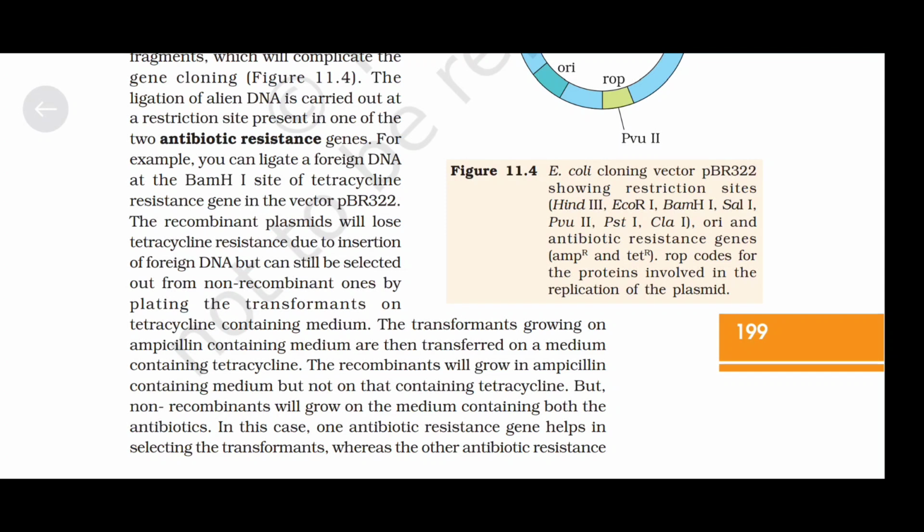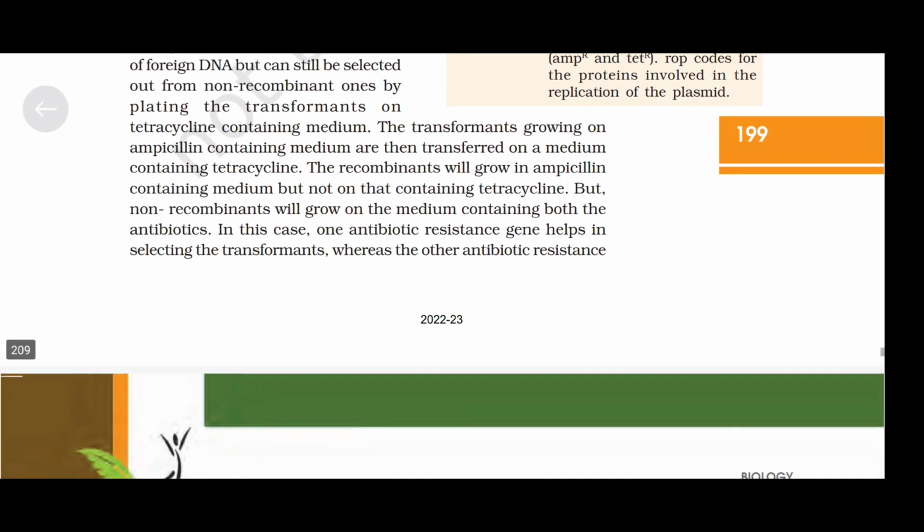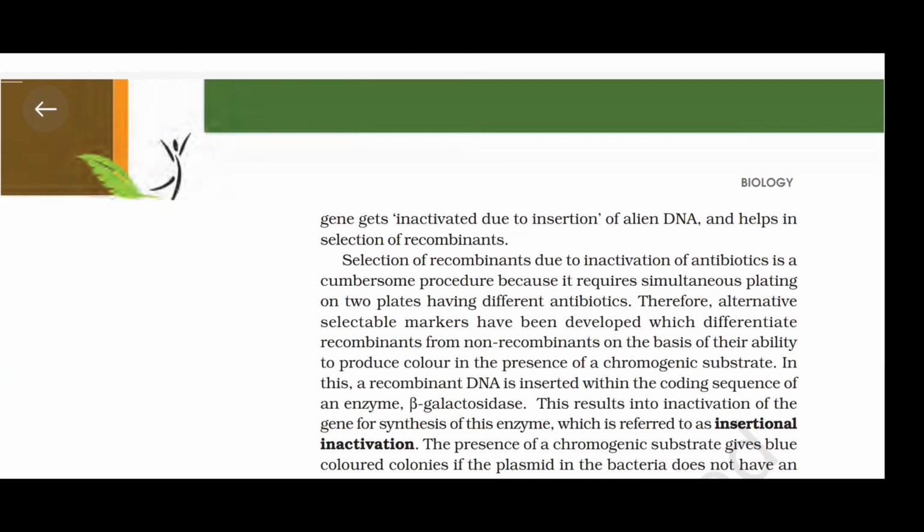The transformants growing on the ampicillin containing medium are then transferred on a medium containing tetracycline. The recombinants will grow in ampicillin containing medium but not on that containing tetracycline. But non-recombinants will grow on the medium containing both the antibiotics. In this case, one antibiotic resistance gene helps in selecting the transformants, whereas the other antibiotic resistance gene gets inactivated due to insertion of alien DNA and helps in selection of recombinants.